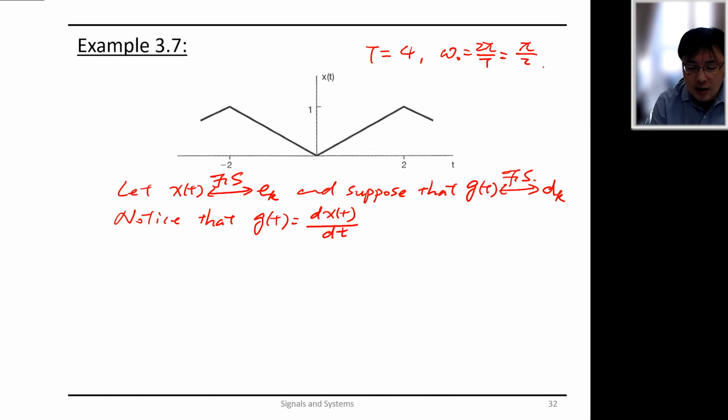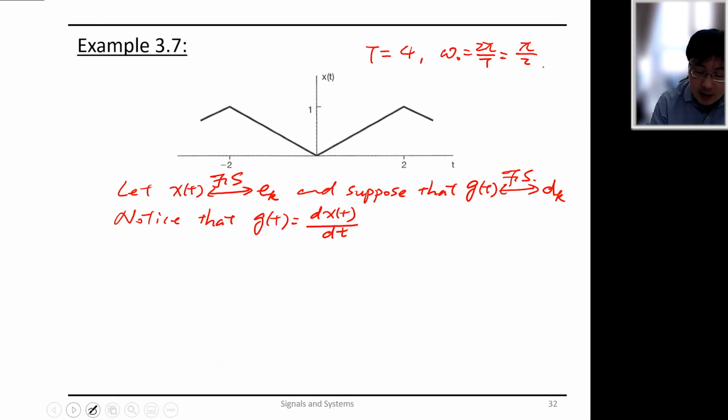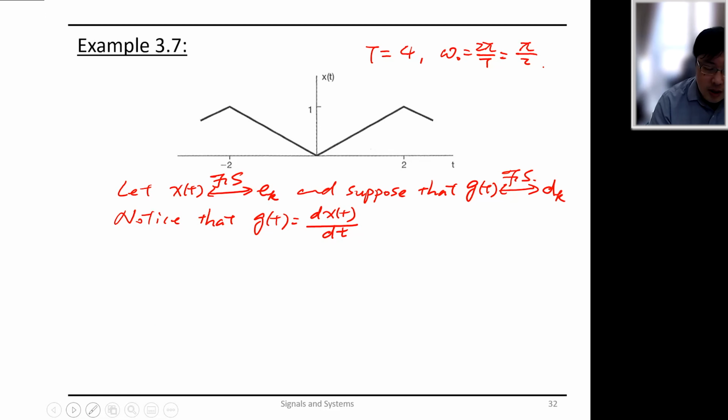So you can see that for t from 0 up to 2, for x of t from 0 up to 2, the derivative is minus 1/2. And for t from 2 up to 4, the derivative of x of t is minus 1/2. So indeed, g of t is equal to the derivative of x of t.